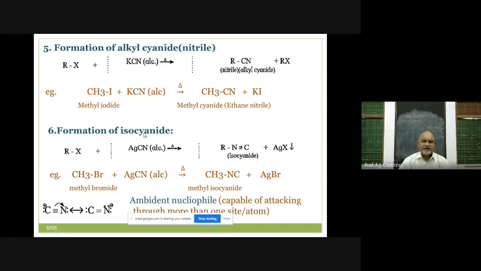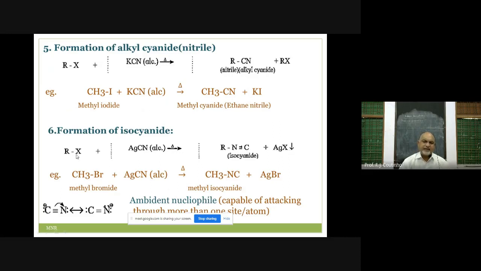Now, formation of isocyanide. Isocyanide and cyanide both are dangerous. Here, alkyl halide is treated with AgCN, silver cyanide, alcoholic again, heat, and you get isocyanide formation. Now what is the difference between cyanide and isocyanide? Cyanide is CN, but isocyanide is NC. That's how to remember it: cyanide is CN, and isocyanide is NC. Here you get a silver halide precipitate.